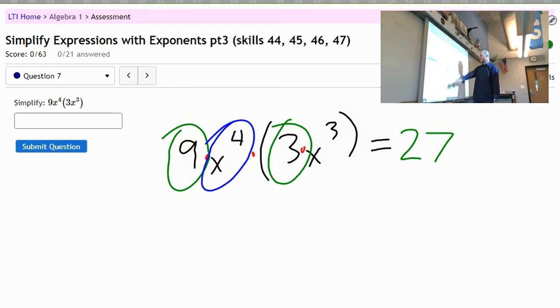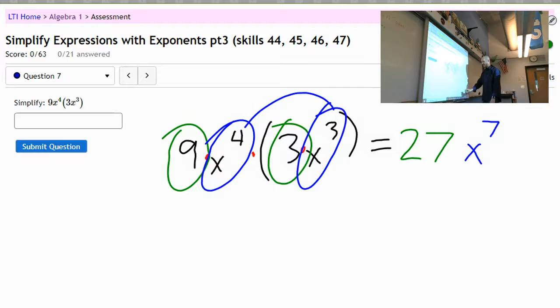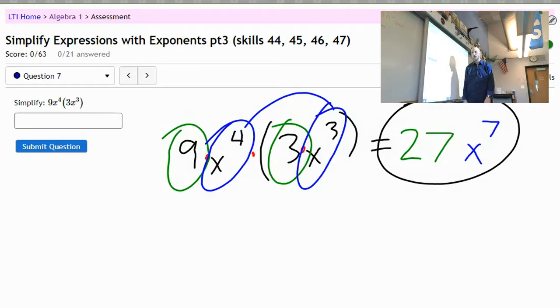Then we're going to do these x's because they both have the same base. If you're multiplying 2 things with the same base that have exponents, add the exponents together. 4 plus 3 is 7. Totally simplified.